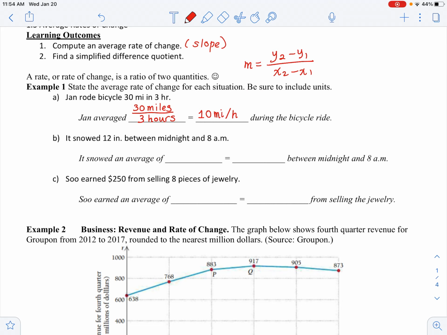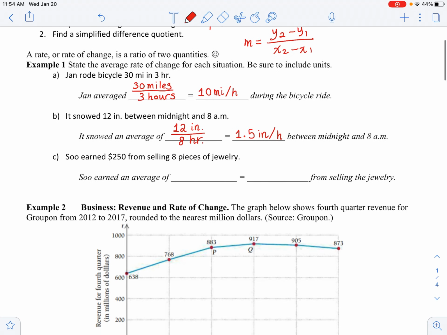Second one, it snowed 12 inches between midnight and 8 a.m. So it snowed an average of 12 inches divided by how many hours? 8 hours. So 12 divided by 8 is what? 1.5 inches per hour between midnight and 8 a.m.